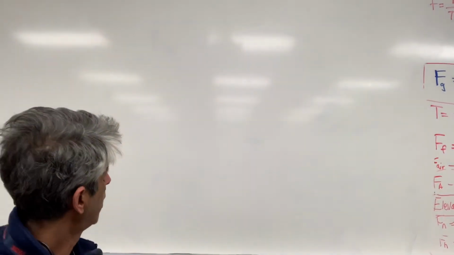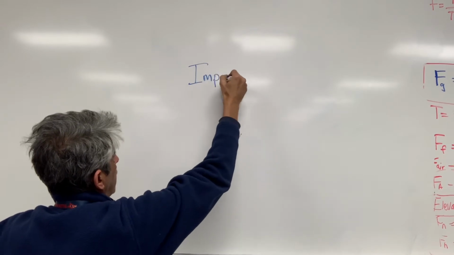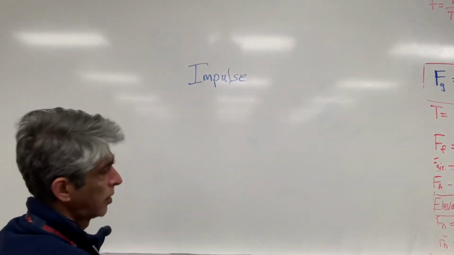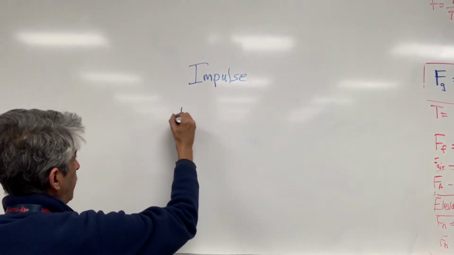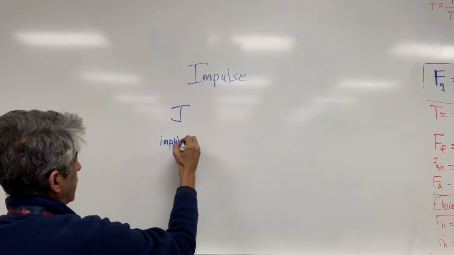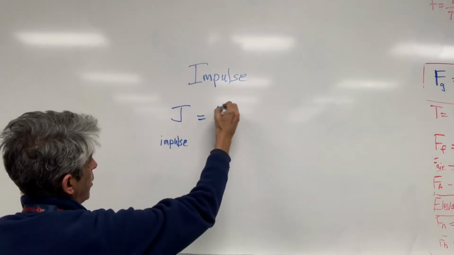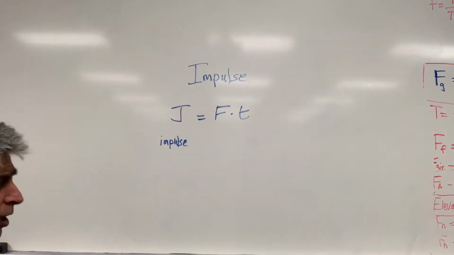So what is impulse? Impulse is simply a force applied over a period of time. And we use the letter J for impulse. That's force times time. So it's a force applied over a period of time.